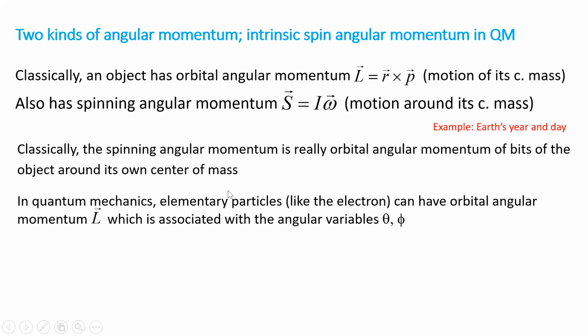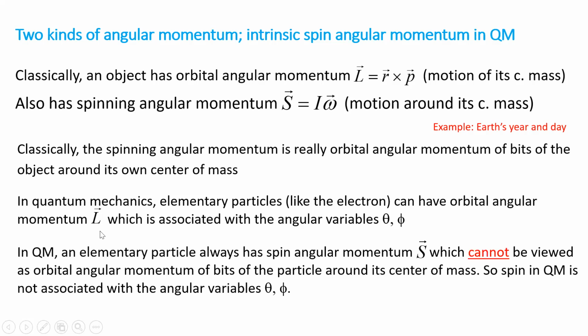Okay. So in quantum mechanics, elementary particles, like for example the electron, can have orbital angular momentum L if they're bound by a proton, say, in the hydrogen atom. And we saw that orbital angular momentum L is associated with the angular variables theta and phi in spherical coordinates. Okay, so in quantum mechanics, we can definitely have orbital angular momentum L.